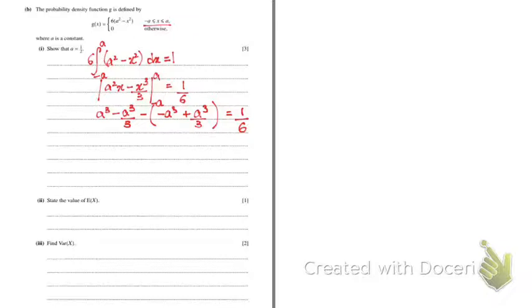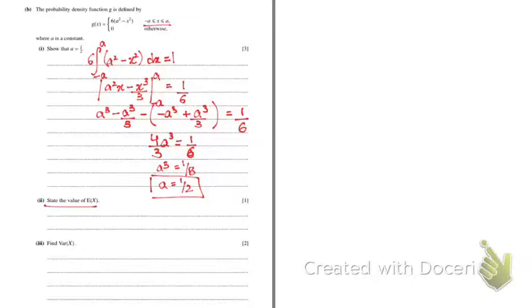Right, when you expand the bracket and solve this, it comes to 4a cubed upon 3 equals 1 upon 6. So a cubed equals 1 upon 8 and a equals 1 upon 2. So yeah, all you had to do was integrate the function between both limits, set it equal to 1, and you find the value of a.